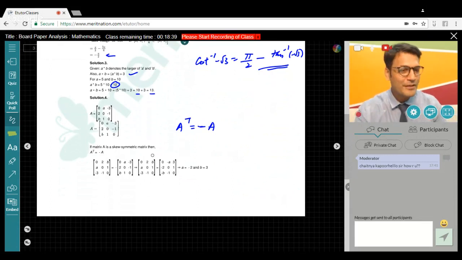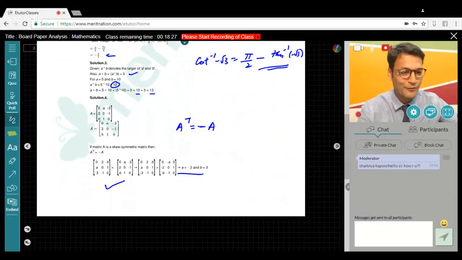Skew symmetric means A transpose is equal to negative A. As soon as you apply that and compare the matrix, you will get the values of A and B directly. You don't have to think anything further beyond this. You have your answer right away.